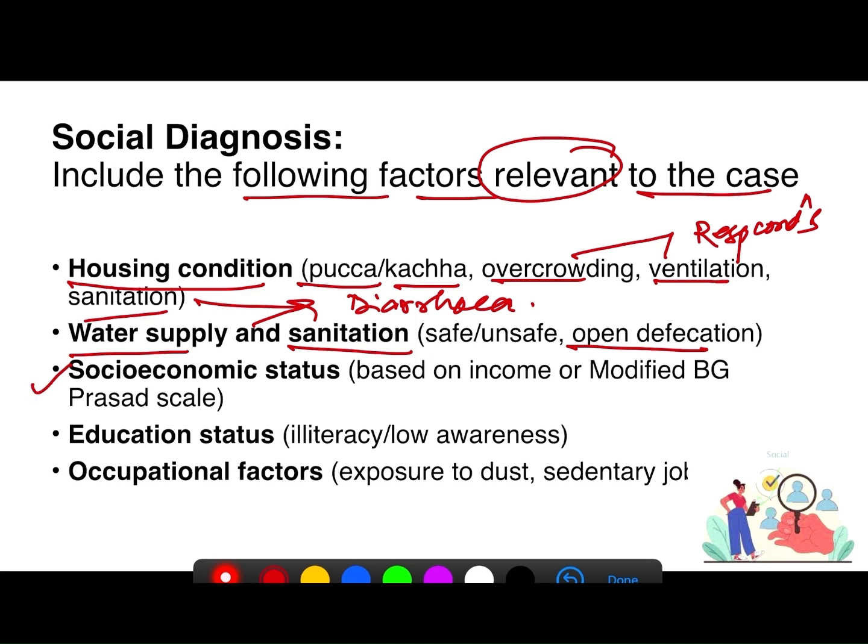It may have implications on the treatment compliance or the follow up of the patient, whether the patient is able to purchase the long term medications or not, and what the education status is. You can also mention occupational factors like exposure to dust or a sedentary job that may be relevant in case of NCDs.